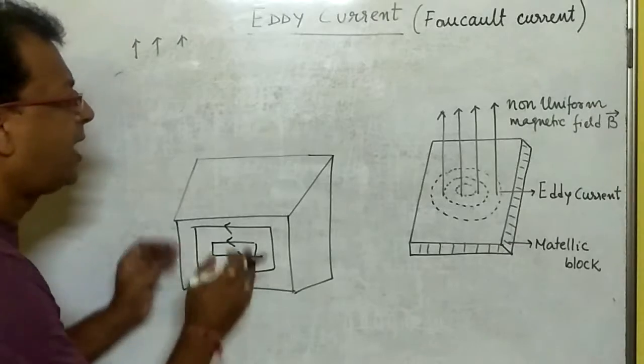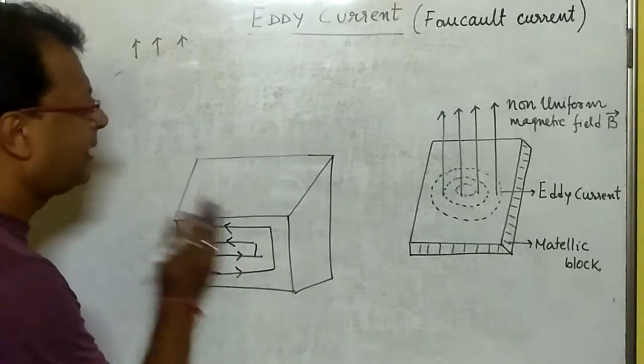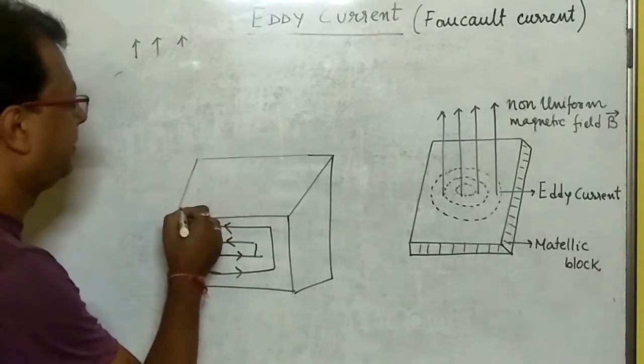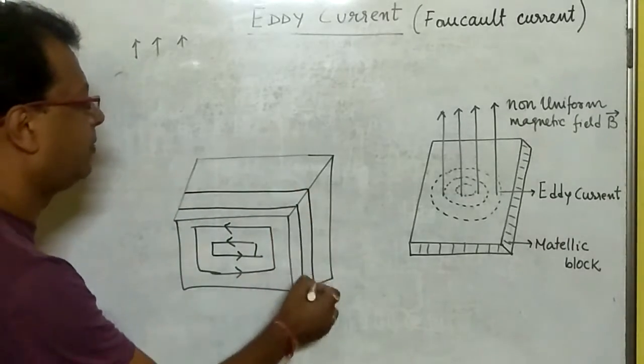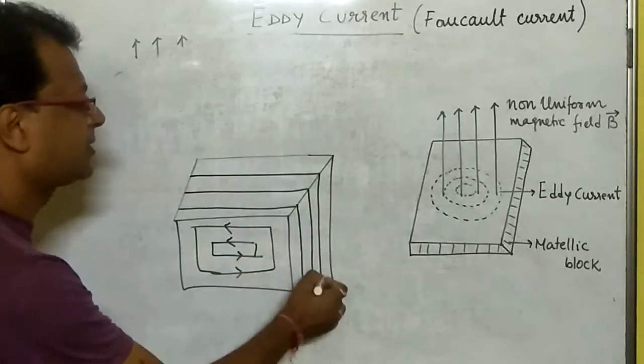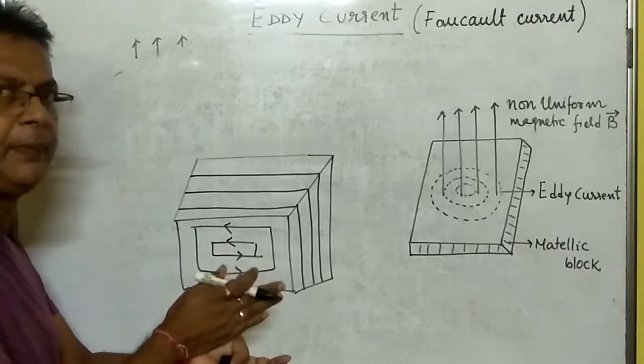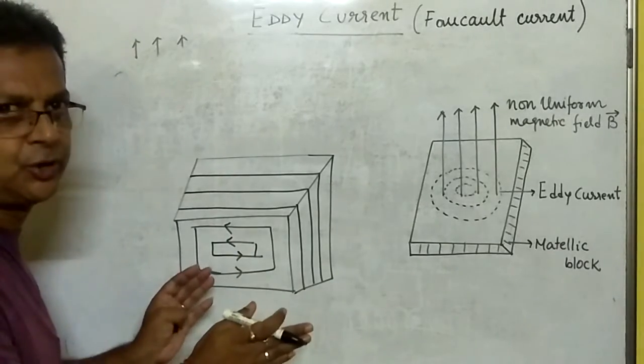A large eddy current will move around it, and so this eddy current will lead to wastage of energy. Now, how to minimize eddy current? To minimize eddy current, this whole metallic strip is cut into small pieces, and then laminated.